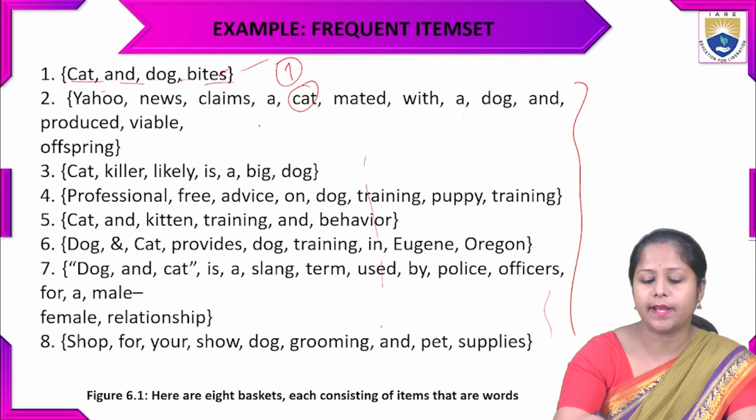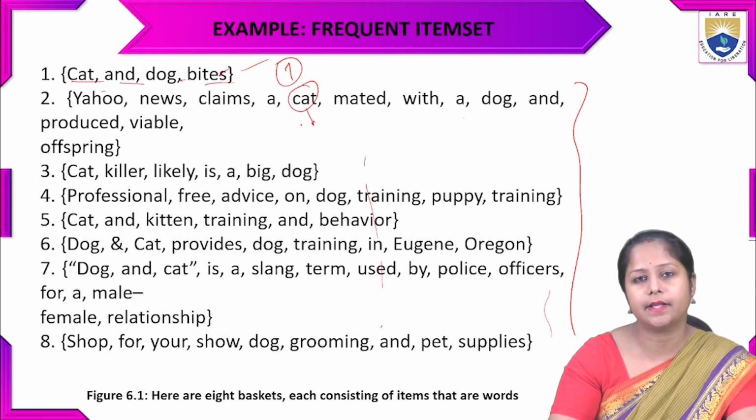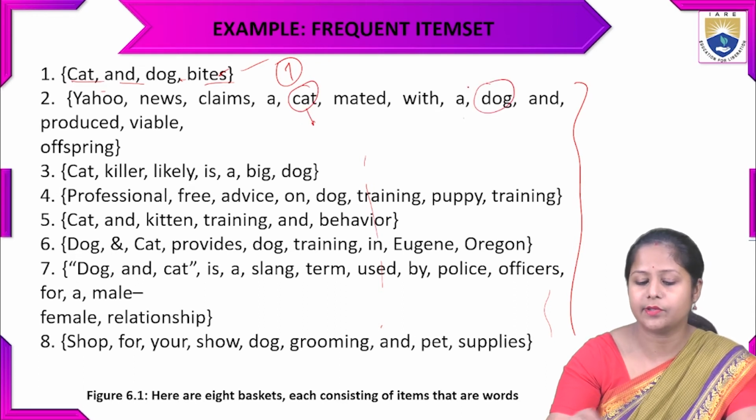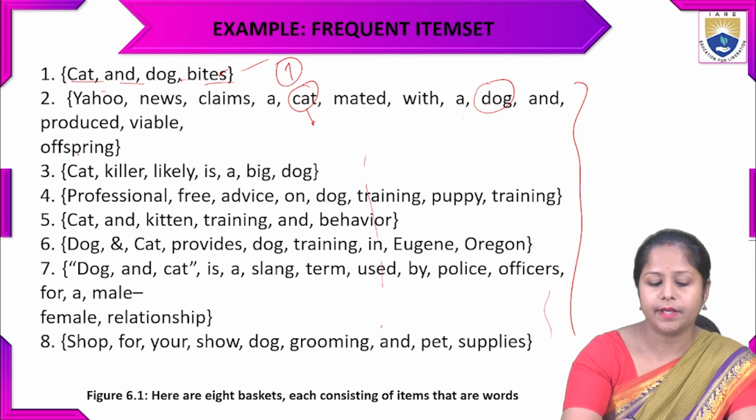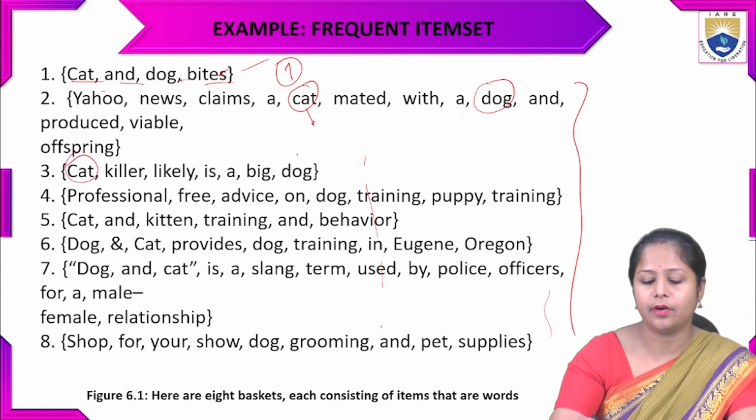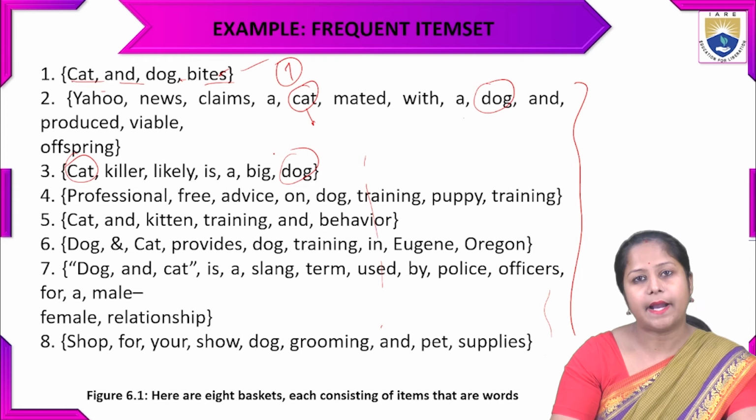Here is also the cat word, dog is also there. Okay. Here in the third basket, cat is there, dog is also there. Bite is not there in any of the 3 baskets.